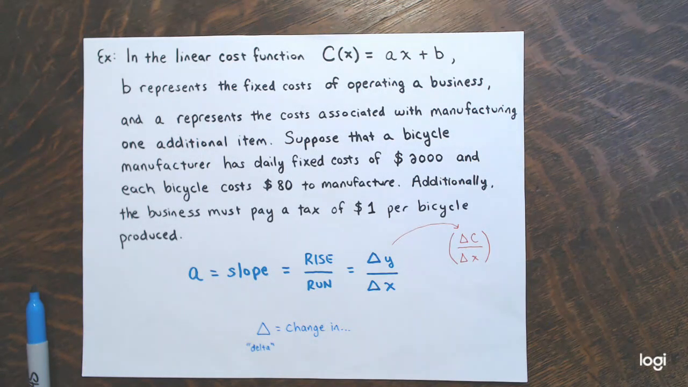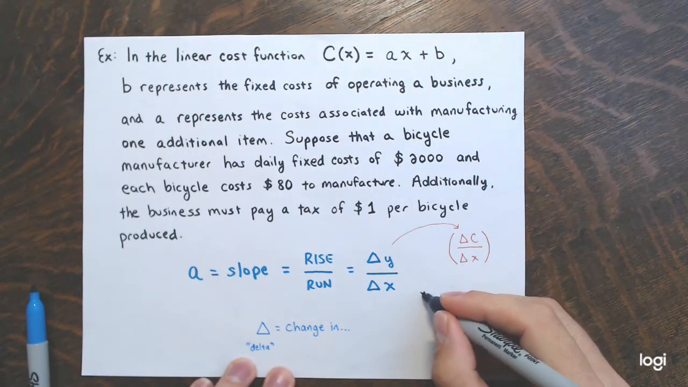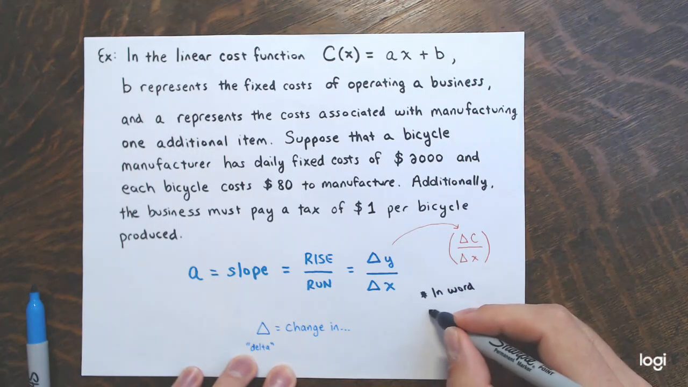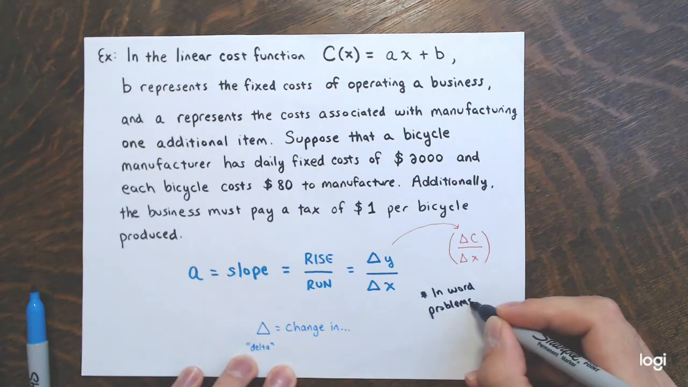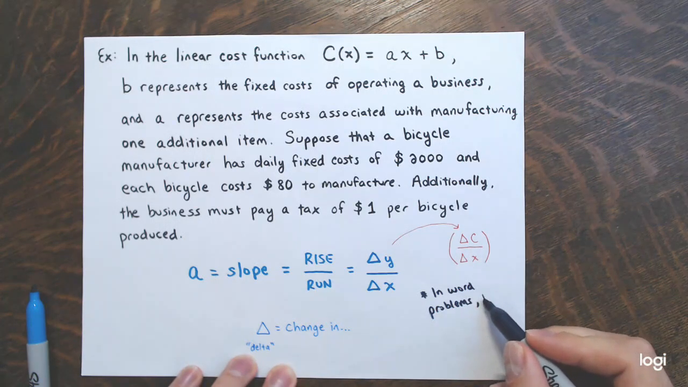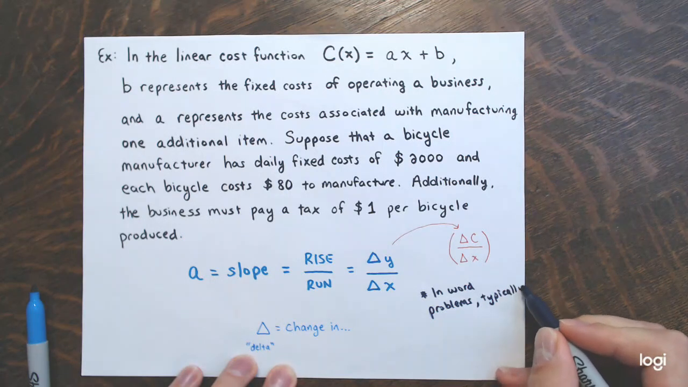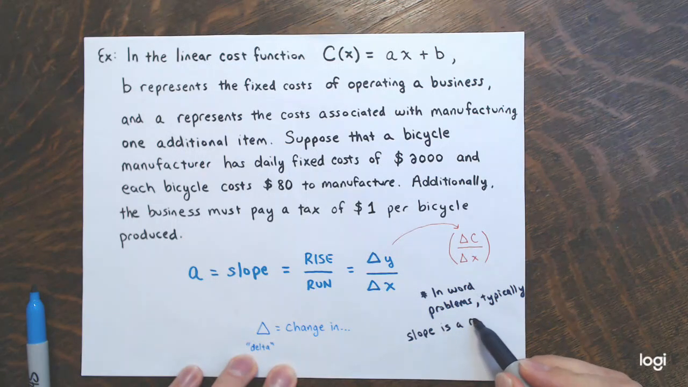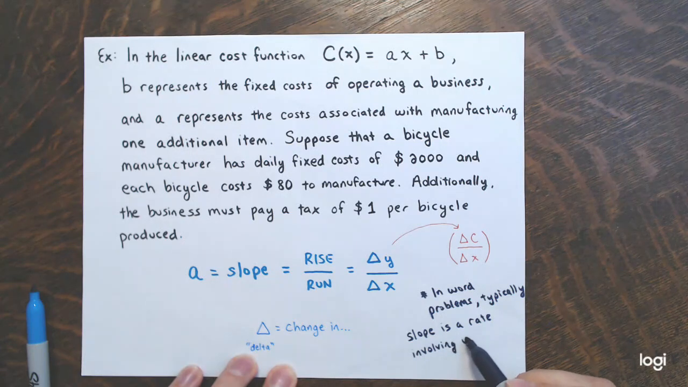And in word problems, slope is not only a ratio, but it's also a rate, where there are units involved. I'll make that little note as well. So in word problems, in applications, typically slope, I'll say typically because maybe not always, is a rate involving units.